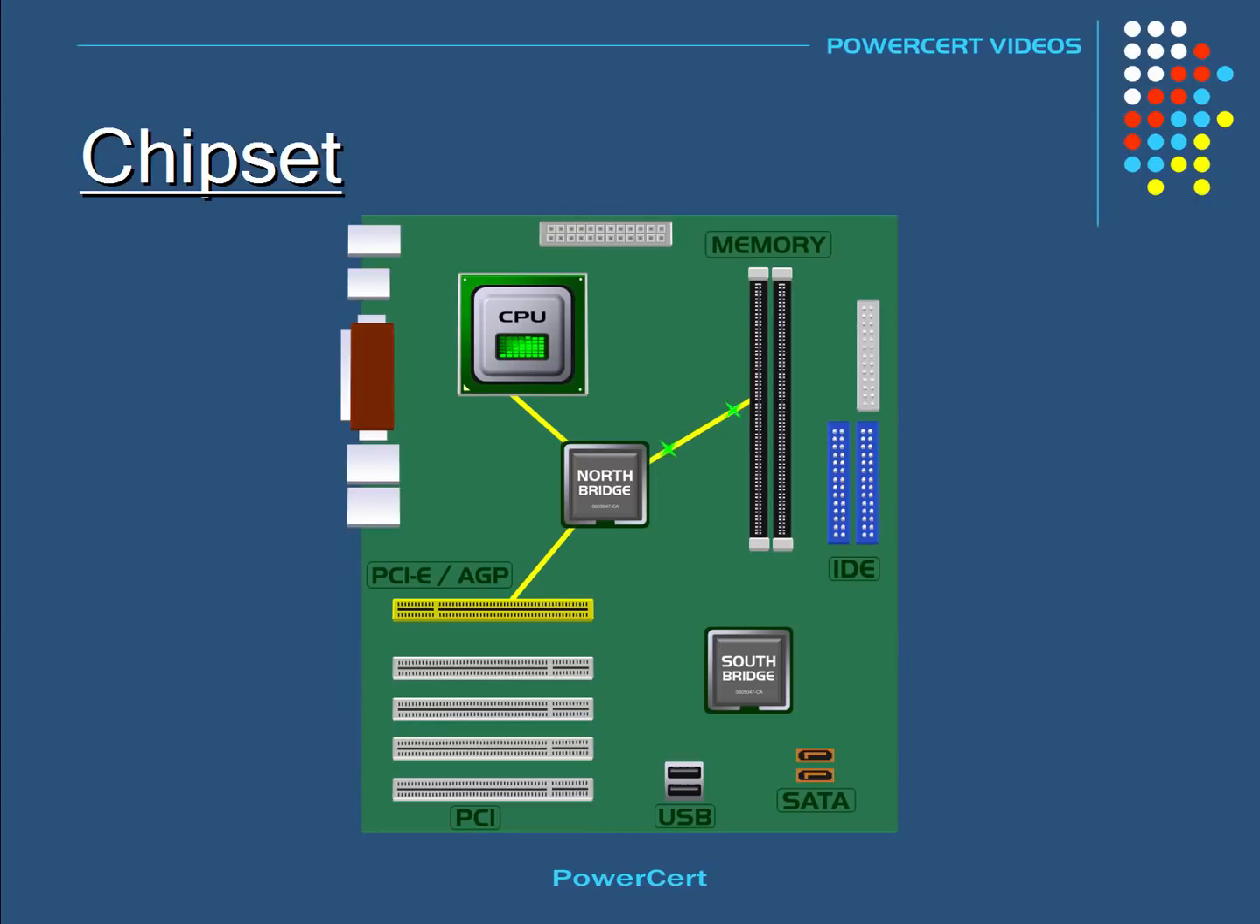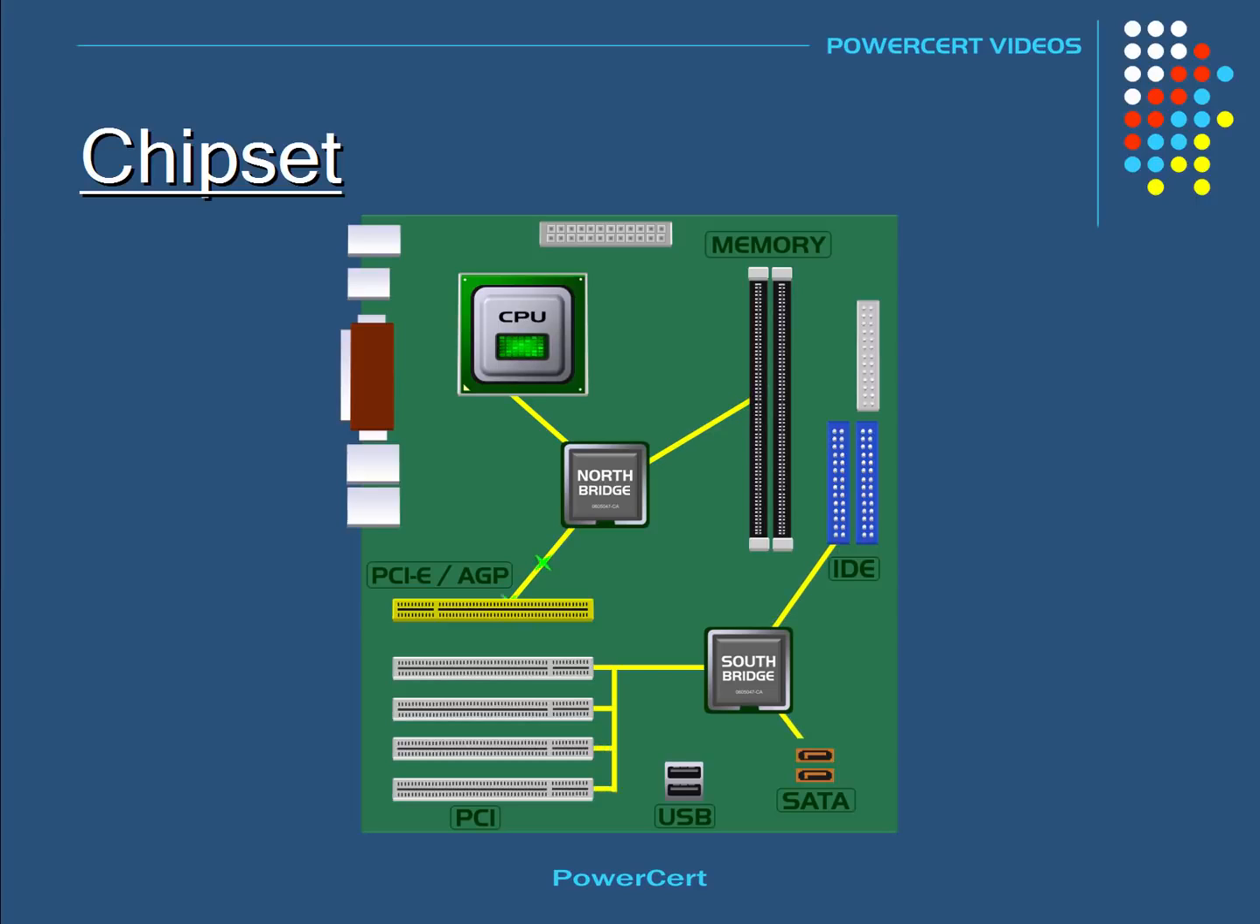So the North Bridge acts like a communication middleman between the CPU, AGP or PCI Express, and memory. The other chip is called the South Bridge, and the South Bridge is located at the bottom or southern portion of the motherboard, near the PCI bus slots. The South Bridge connects to the PCI bus slots, SATA and IDE connectors, and USB ports.